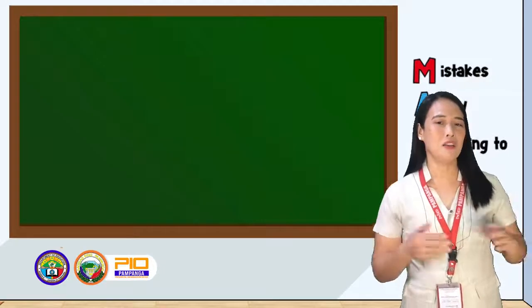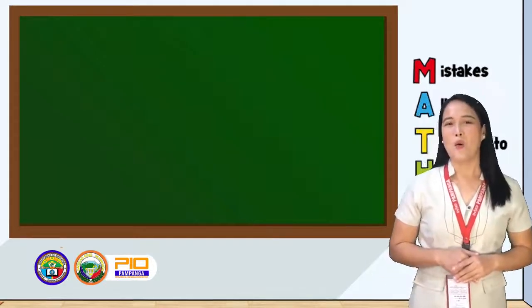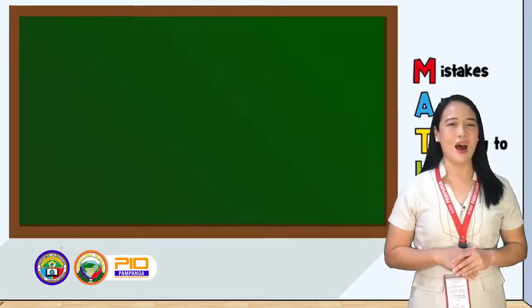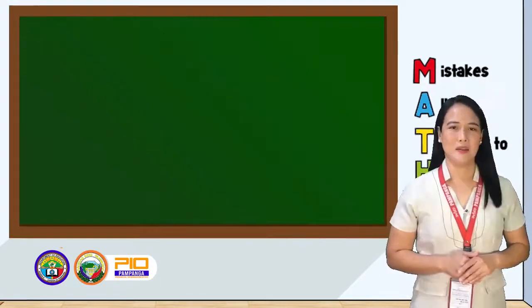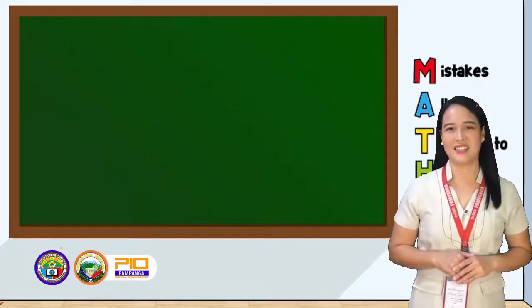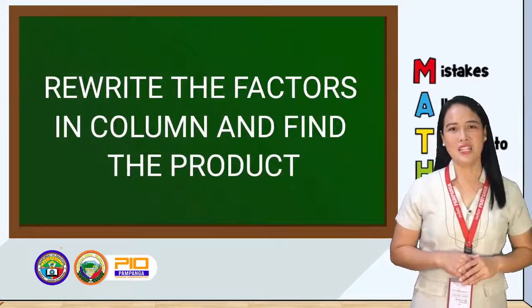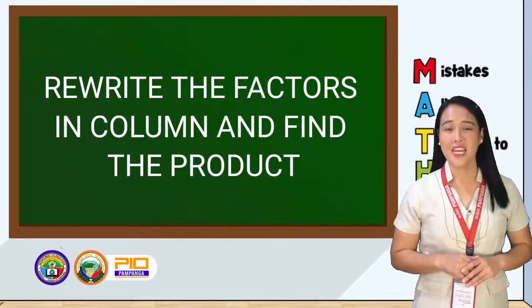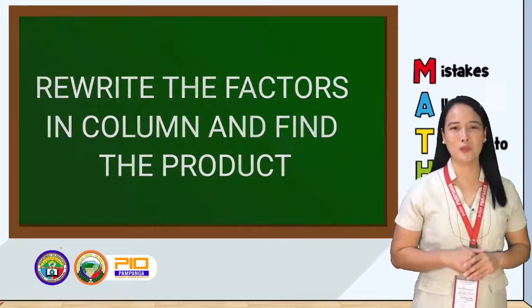Were you able to give me the correct answers? Well, that's nice, kids. It means you really understand our lesson. This time, we will test your computational skills. Rewrite the factors in column and find the product. Ready your ball pen and your notebook.